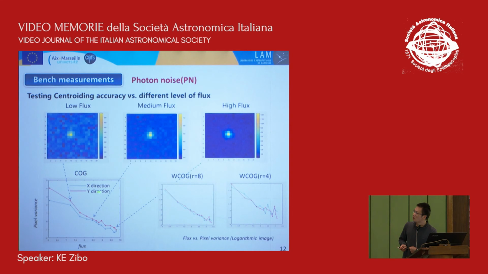When we use the center of gravity to measure such images, it shows a basic linearity, but it shows fluctuation in the center of gravity method. But if we use the weighted center of gravity, when we choose the radius of the mask, it shows a good linearity. So it's better for us to choose a weighted center of gravity to do the test.